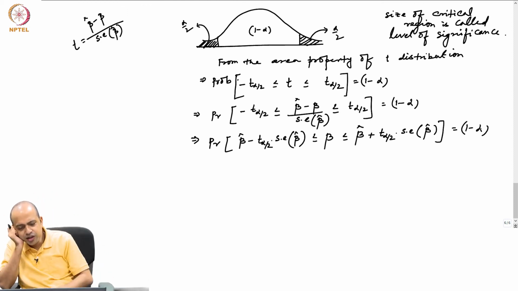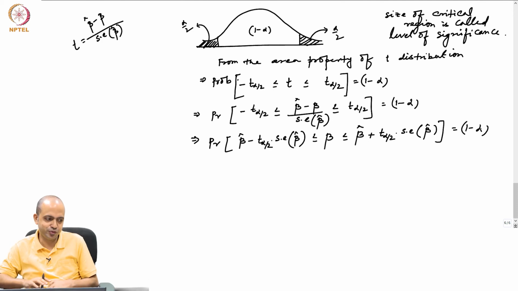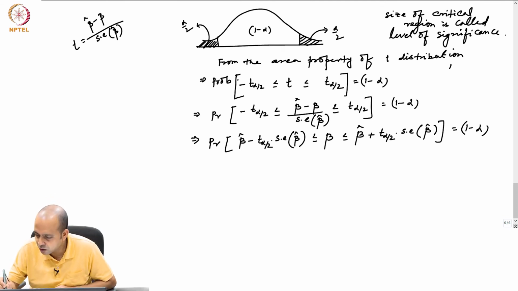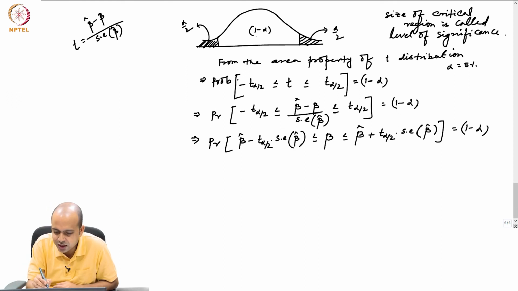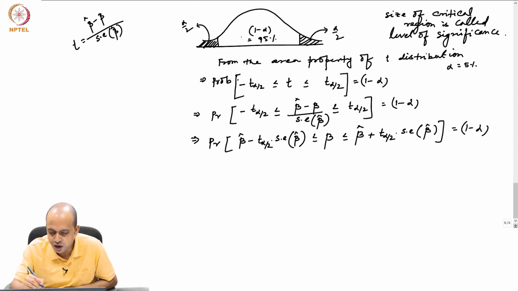Now, we have constructed one probability statement following the area property of the T distribution. Now, the question is, what is the meaning of this probability statement? So, when alpha equals 5%, you can say that this area is actually 95%. Since these two regions are called critical region of rejection, we say that 1 minus alpha is called region of non-rejection.